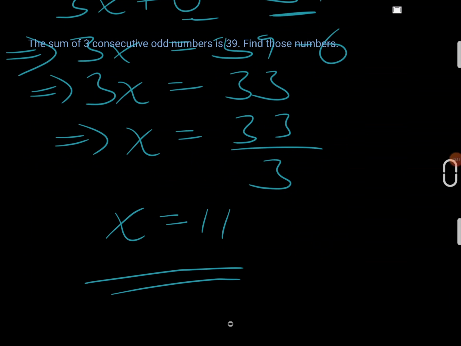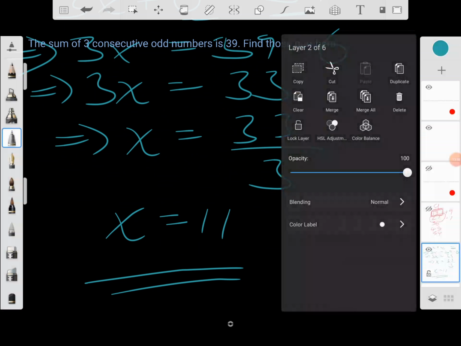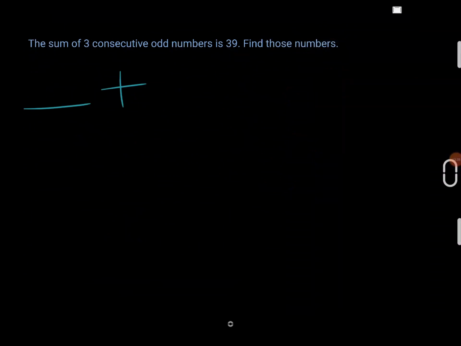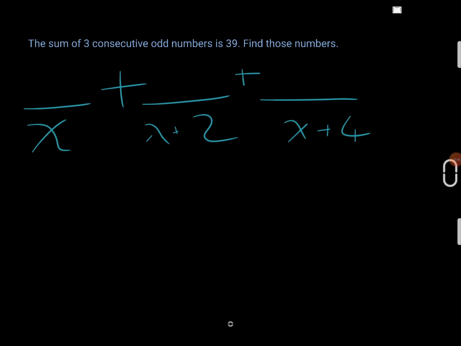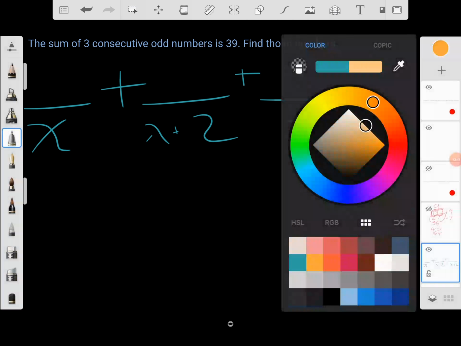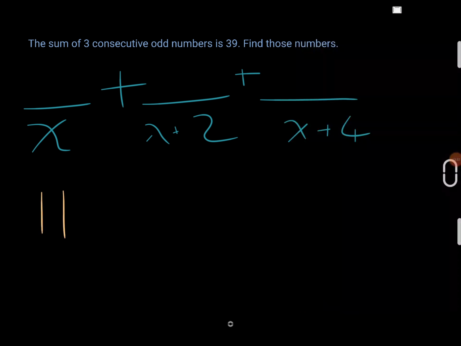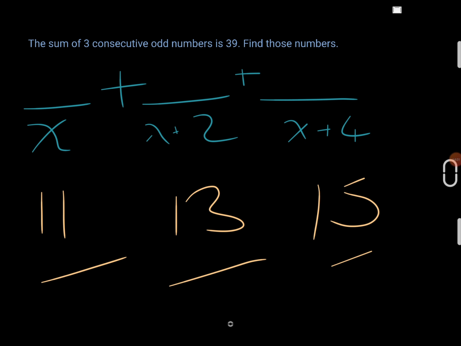So you see that I got the value of x. So what all were our things? We saw that we had three numbers. One is x, one is x plus 2, and one is x plus 2 plus 2, 4. So we found the value of x as 11. So 11, the next number will be 11 plus 2, 13. Next odd number, 15. So 11, 13, and 15. These are our numbers.